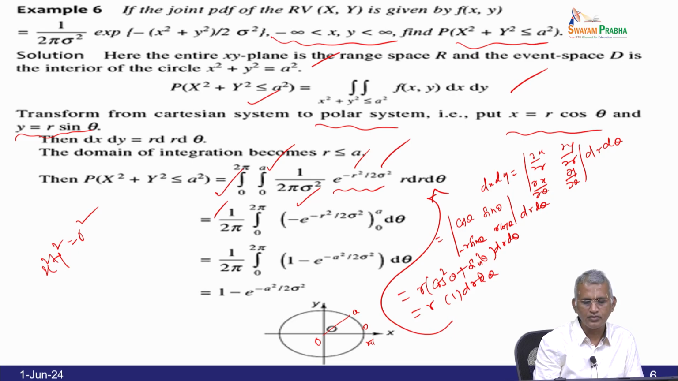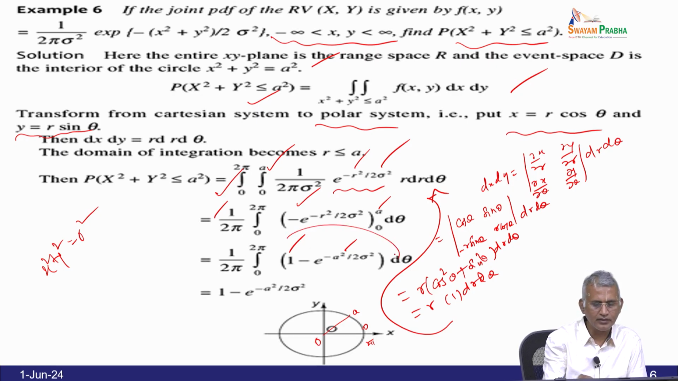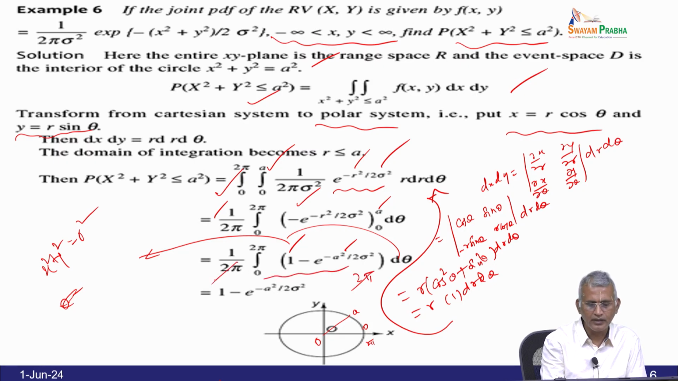Integrate e power minus r square by 2 sigma square with respect to r. The sigma square gets cancelled, and we have e power minus r square by 2 sigma square from 0 to a. Putting r equal to a gives 1 minus e power minus a square by 2 sigma square, and the lower limit 0 gives minus of minus, plus 1. Now integrate with respect to theta. The integral of d theta is theta, which gives 2 pi, and the 2 pi gets cancelled. Therefore 1 minus e power minus a square by 2 sigma square is the net answer.